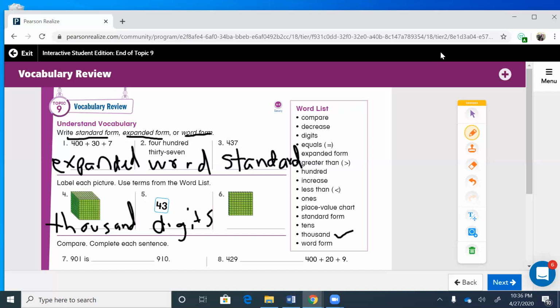All right, number 6. We've seen this a lot. What is this? 100. You got it. So look at the difference between the 100 and the 1,000.